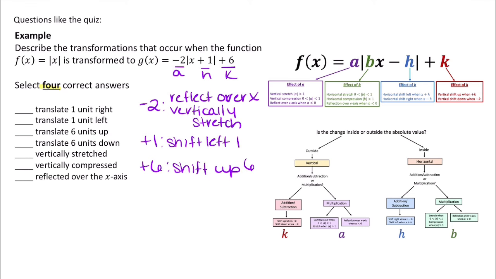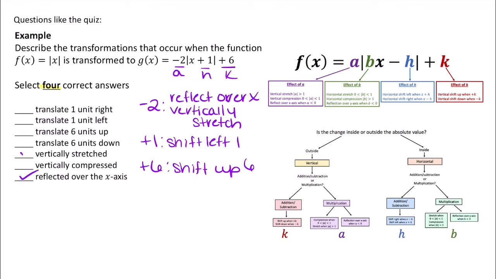And so then I have the answers written out for myself, okay? I haven't looked at the answer choices yet. Now I'm going to look at the answer choices, but all I'm going to do is match what I already have written down, okay? So I don't care about all this other stuff that they say because I'm not going to get lost in their words. I'm looking for reflect over x-axis, okay? And that's here, so check.